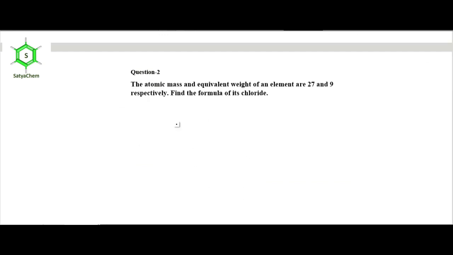Next problem says that the atomic mass and equivalent weight of an element are 27 and 9 respectively. Find the formula of its chloride. So we know that we can mention equivalent weight by E equal to atomic mass divided by valency. So valency equals atomic mass divided by equivalent weight.